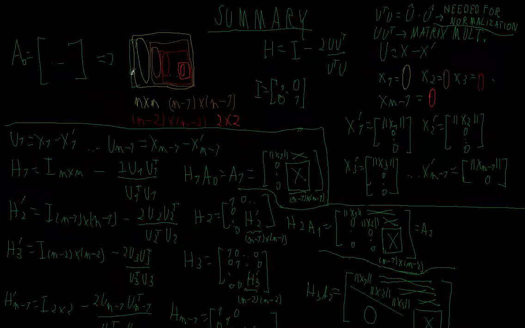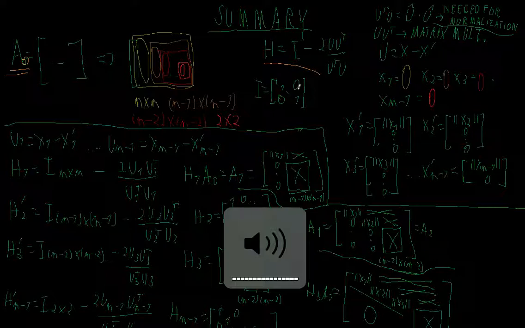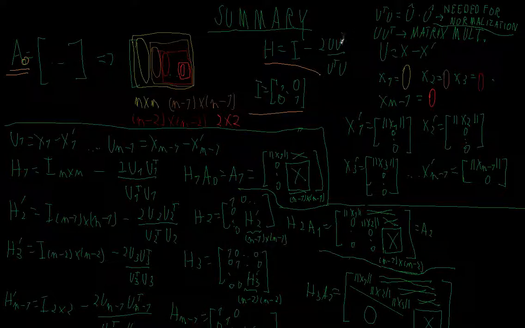So this is a summary of how to do a QR decomposition with the Householder transformation. If you have your matrix A, let's call it A node, so this is A0 here. The key part for the Householder transformation that you need to remember is first, of course, the formula. The Householder transformation is equal to the identity matrix minus 2 times U U transpose over U transpose U.